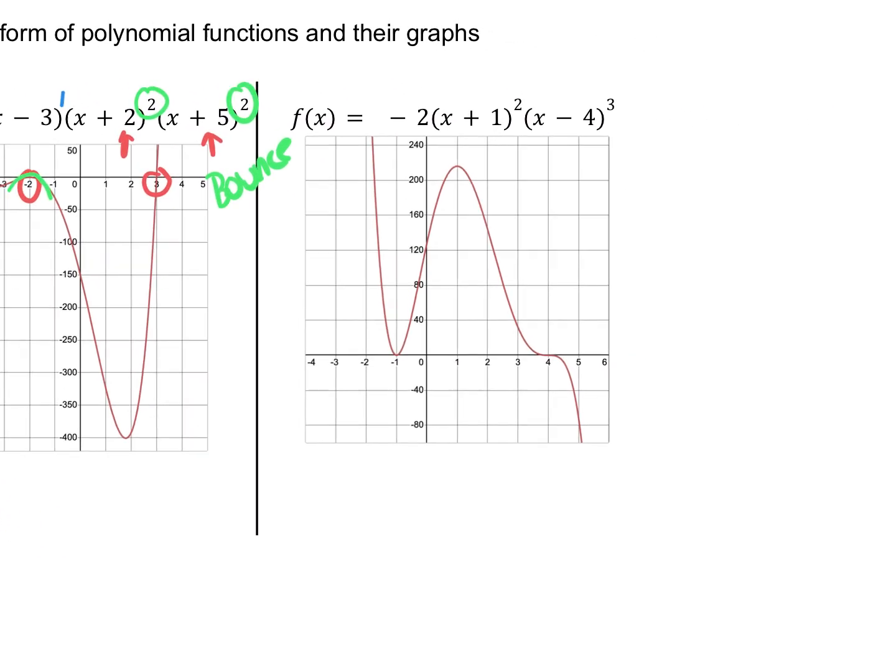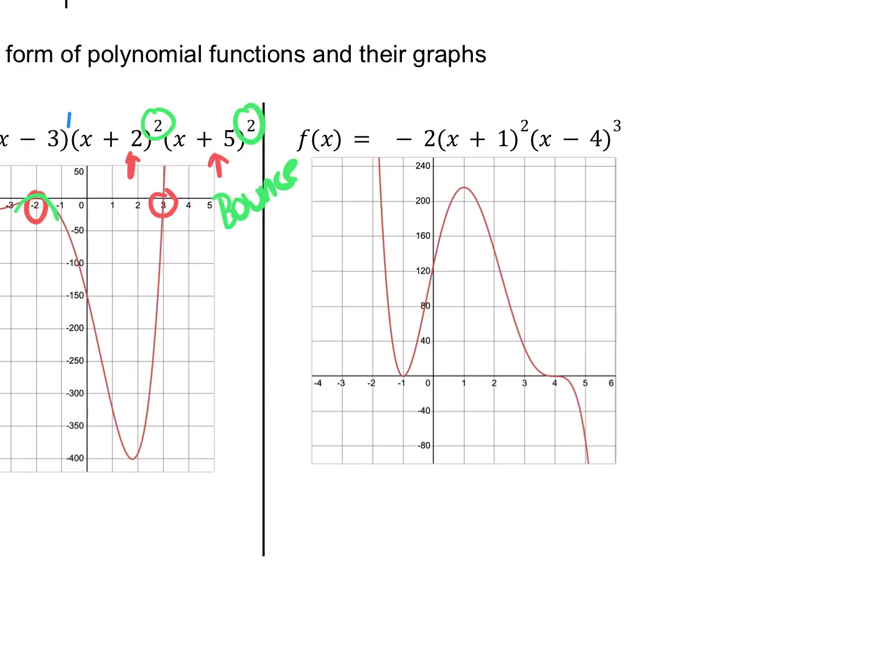And finally, this last one, we have a degree of 5. Again, an odd degree. Negative leading coefficient, so I'm going from quadrant 2 to quadrant 4. Let's look at our zeros here. I have one of them at negative 1, which I would expect because I saw x plus 1, and it's a bounce because of that even exponent. But here at positive 4, I have an exponent of 3.